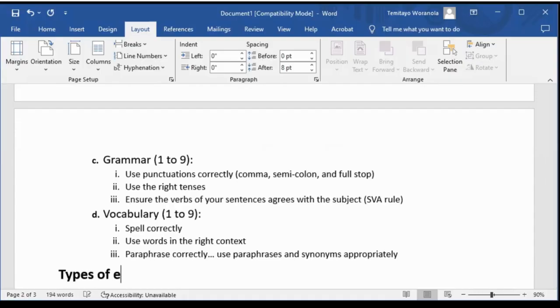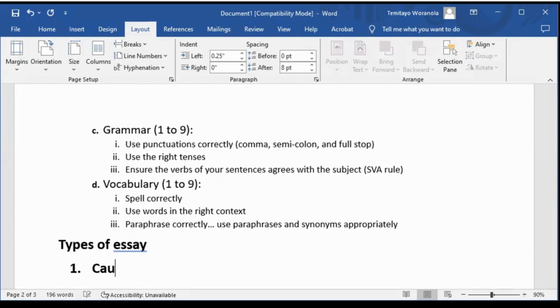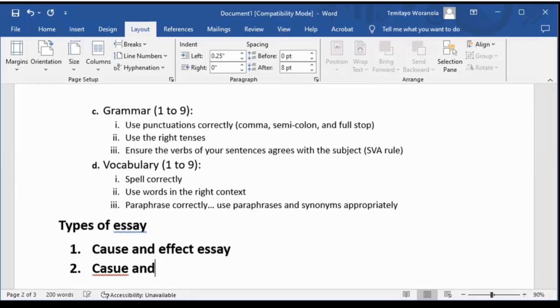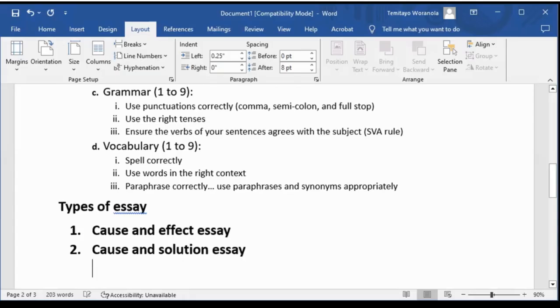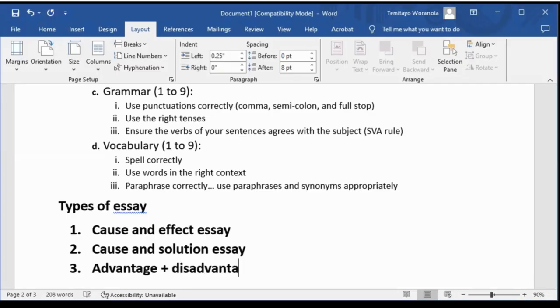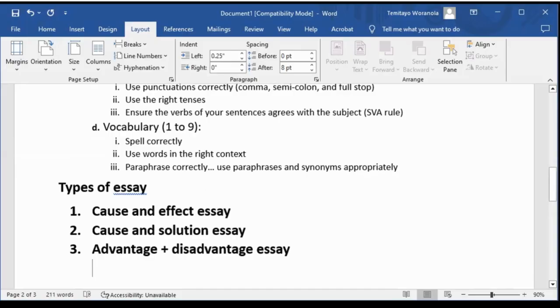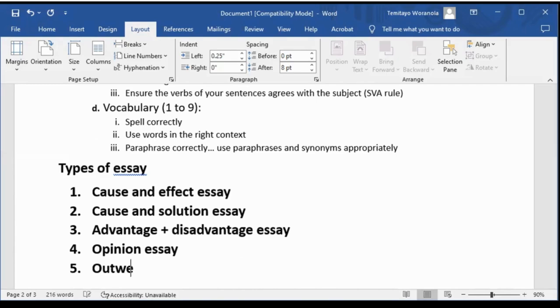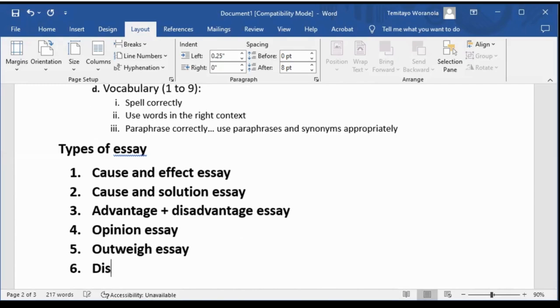Types of essays. Number 1, cause and effect essay, cause and solution essay. That's an essay that requires you to write about the causes of a problem and the solutions to that problem. Cause and effect requires you to write about the causes of a problem and the effect of that problem. Then we have advantage, disadvantage essay. This one requires you to write about the advantages and disadvantages of something, or maybe of 2 things. Then we have opinion essay. Then you have outweigh essay. Then you have discussion essay.